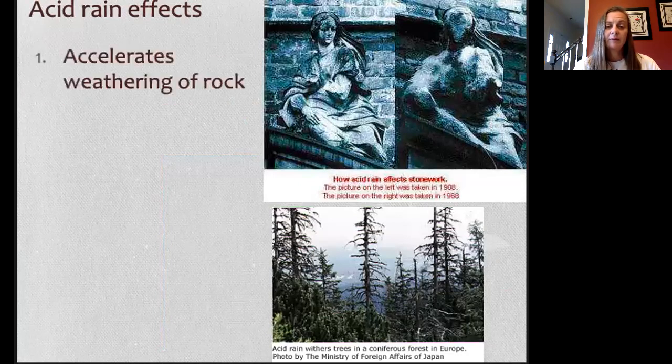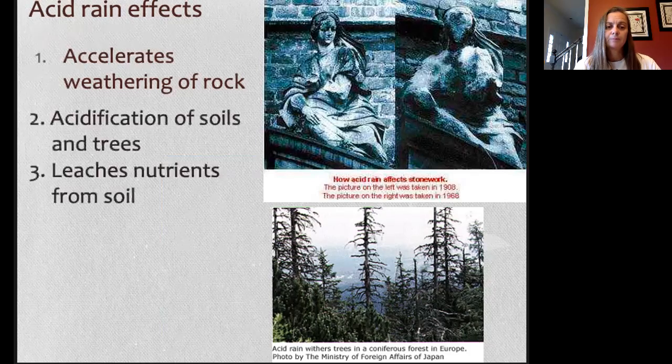Well, it accelerates the weathering of rock. We have this picture here of a statue taken about 60 years apart, and that's due to acid rain, which is causing that rock to weather. This also happens with natural rocks, not just with statues. It also acidifies soils and trees, and it leads to the leaching of nutrients from the soil, making those soils less productive. So, but acid rain can also accelerate chemical weathering, which can be a good thing in some cases.